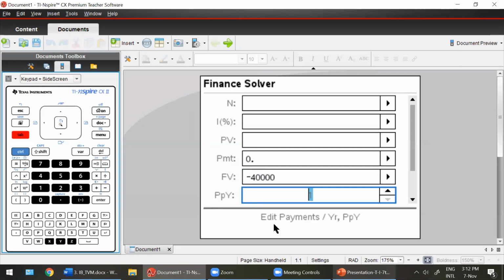PPY, that is payments per year. PPY refers to payments per year. All right, and normally it will also be the same as CPY, which is compound periods per year, sometimes also called compounding periods per year. But I will also show you a case where the two will be different.